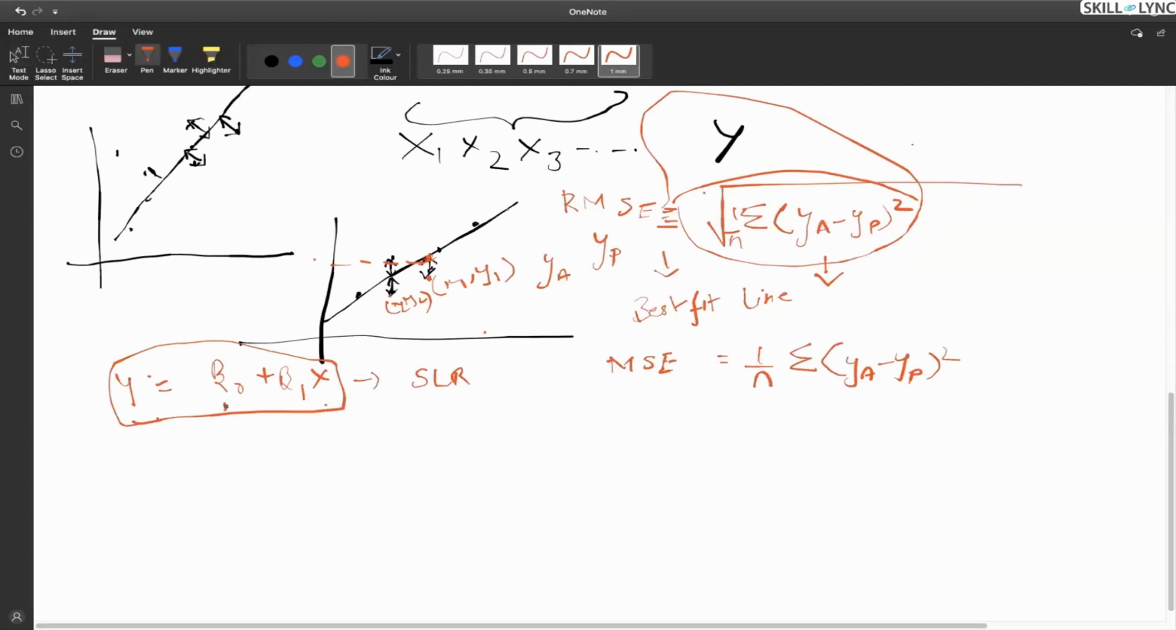Now the problem is difficult. What we have is different data points. We have x and y. We have to find beta naught and beta 1 such that the error is minimum. That is what we have to do, and that is where we have the challenge now.